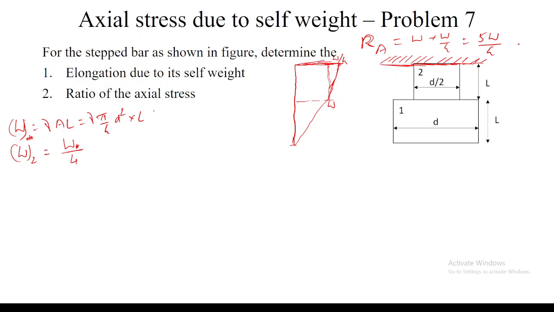So first they have asked: for the step bar as shown in figure, determine the elongation due to its self weight. Now we have drawn the axial load diagram for this member. First we will find out the elongation of member 1, and then the elongation of member 2, and if we add both these elongations, we will get the total elongation due to self weight. So what will be the elongation of member 1?